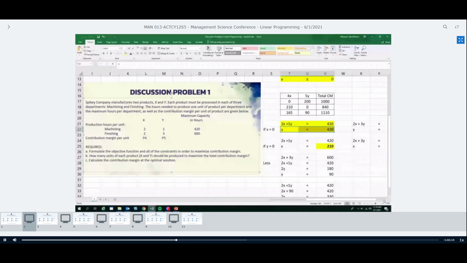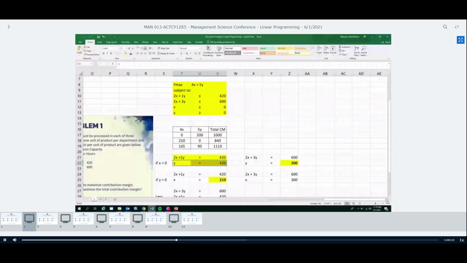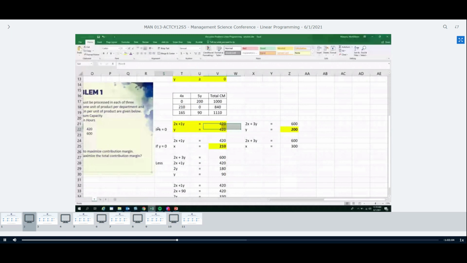I-test ngayon natin yung second equation natin. Second equation is 2x plus 3y is equals to 600. Again, if x is 0, dito na tayo ha. If x is 0, so that's 2 times 0 is 0 plus 3y. So kung meron kang 3y dito, to get the y, i-transpose mo yung 3. So that's 600 divided by 3. Kaya nakuha natin yung 200. So y is equivalent to 200.